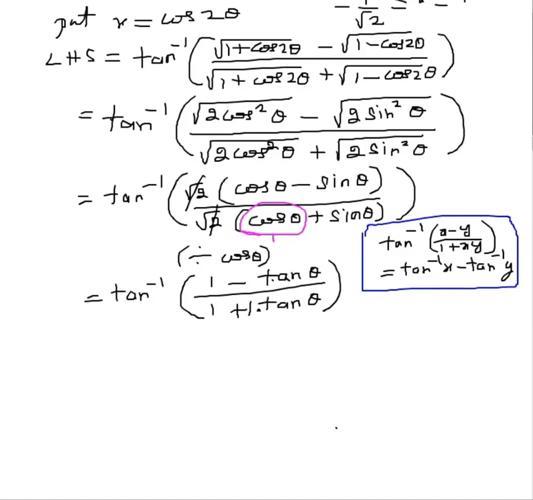So my x here is 1. In place of x I have 1, and in place of y I have tan theta. So it becomes tan inverse of 1 minus tan inverse of tan theta. Tan inverse of 1 is pi by 4. And tan inverse of tan theta will become theta if theta is in the principal value branch. So we have to check whether theta is in the principal value branch or not.